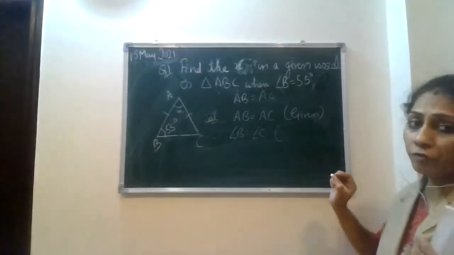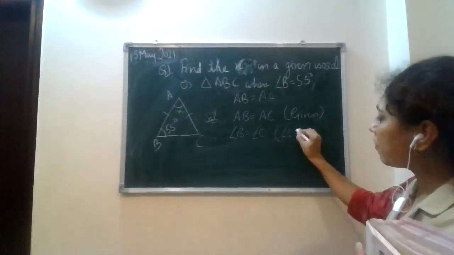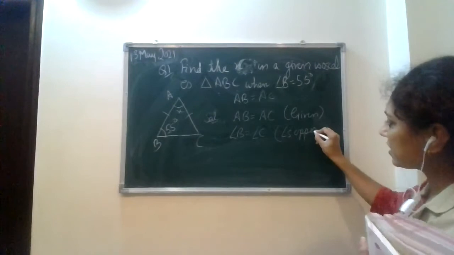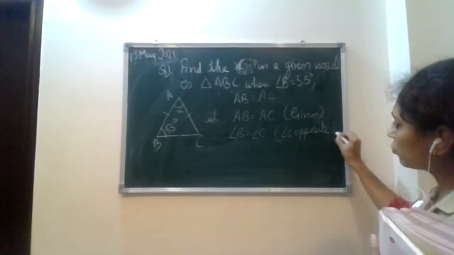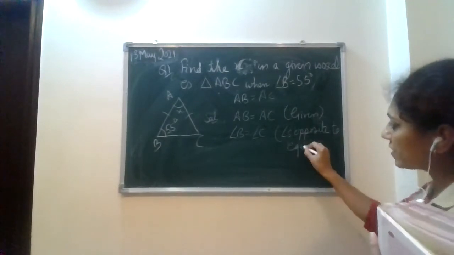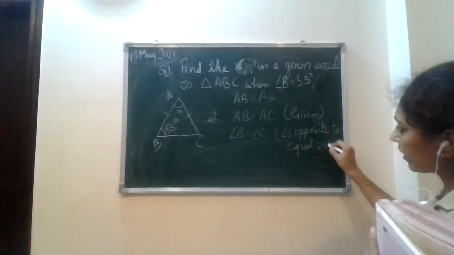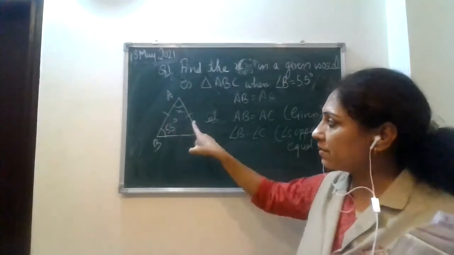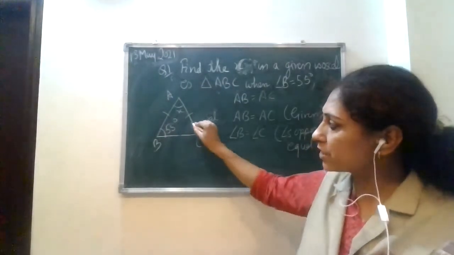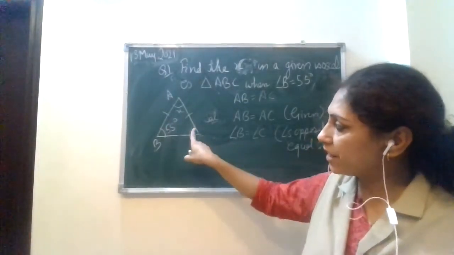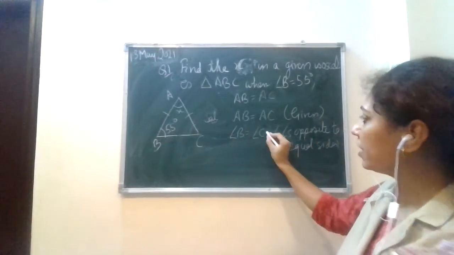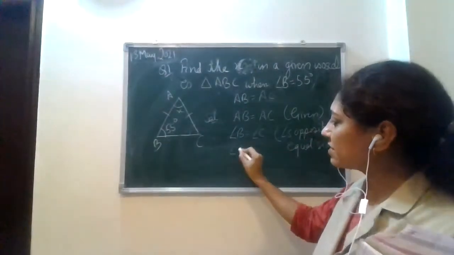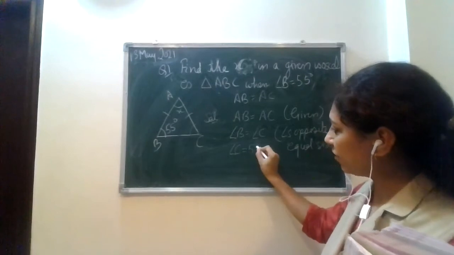By the virtue of which property? Angles opposite to equal sides, which I just told you. Sides are equal, you are given, fine. Sides are given equal, AB and AC, and then the angles opposite are also equal, 55 degree, and this is also going to be 55 degree, therefore angle C is also equal to 55 degree.